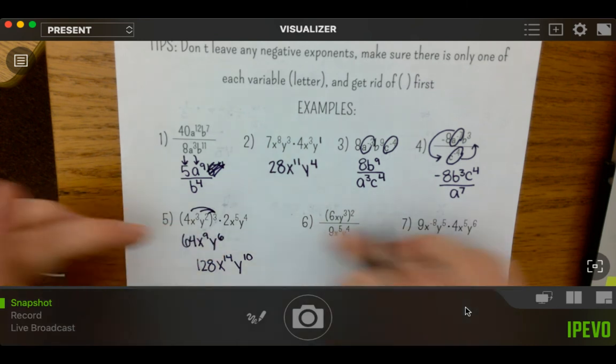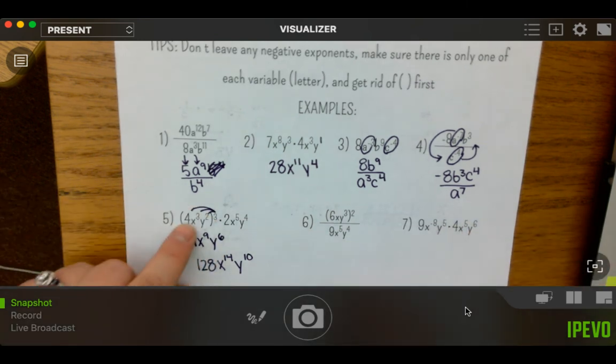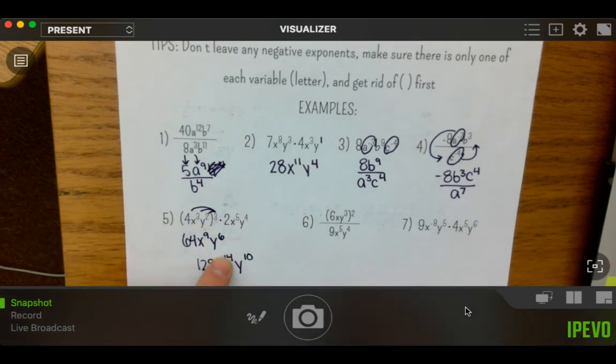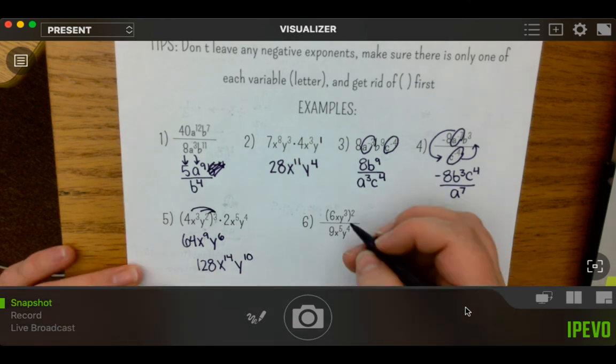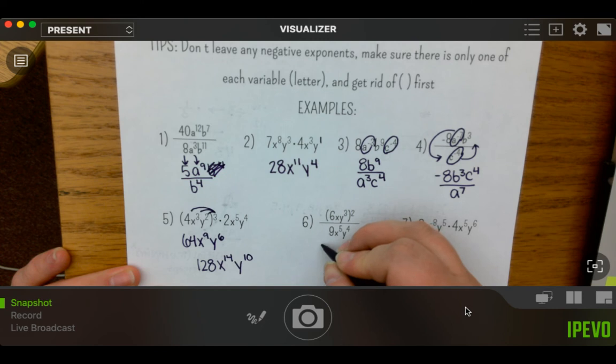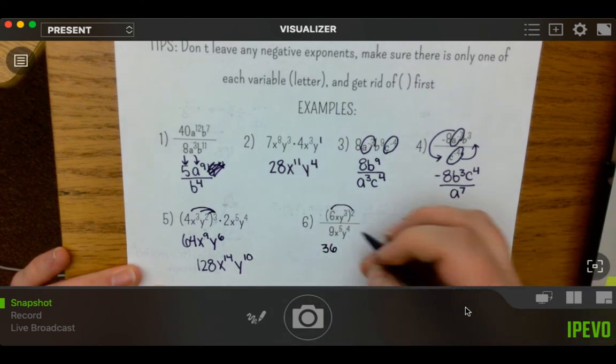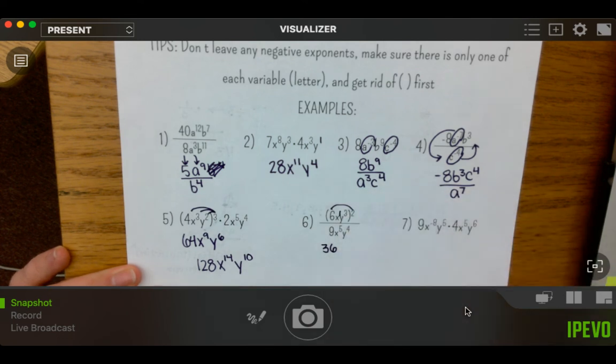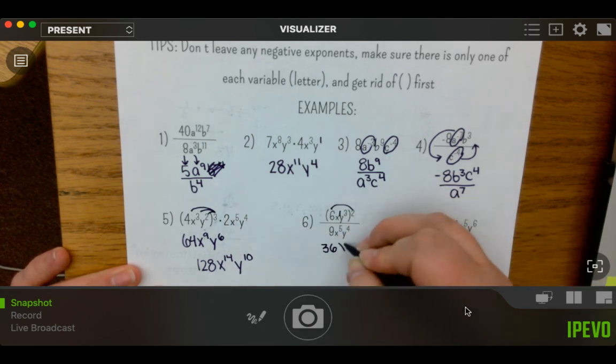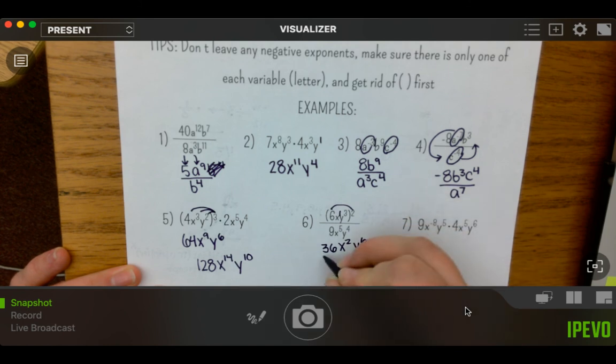So this bottom row takes 2 steps. You do the first one, and then you put these together. And then I'm going to square everything in this parentheses. That makes 36. 6 squared, or 6 times 6. This x had a power of 1. 1 times 2 is 2. 3 times 2 is 6. You leave the bottom part the same.